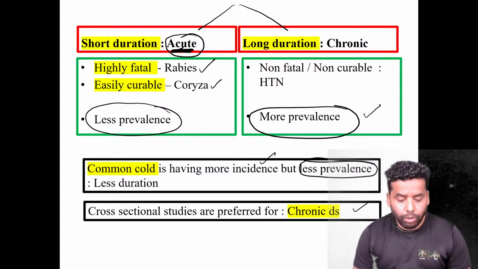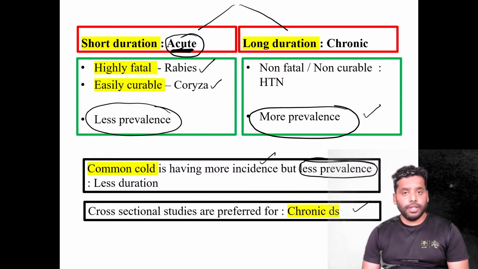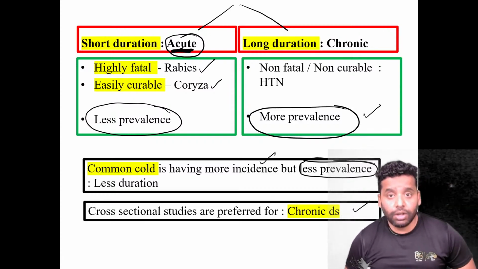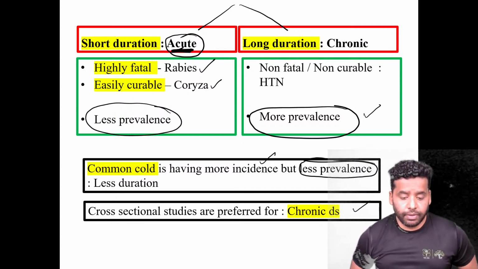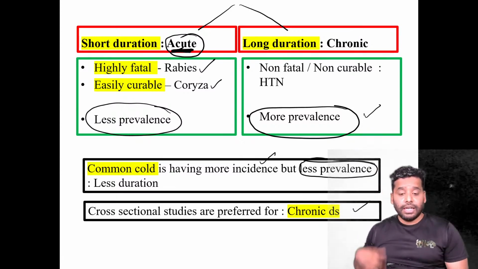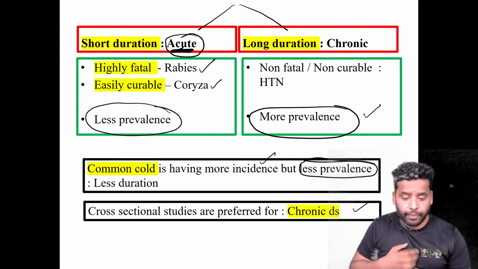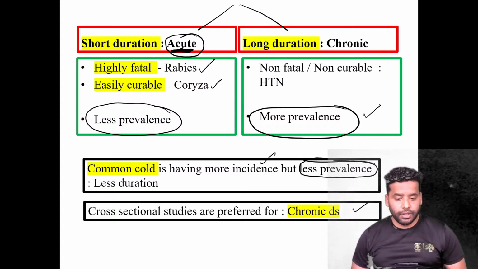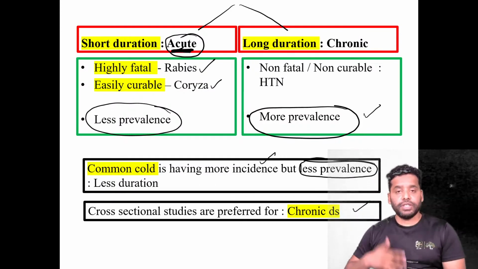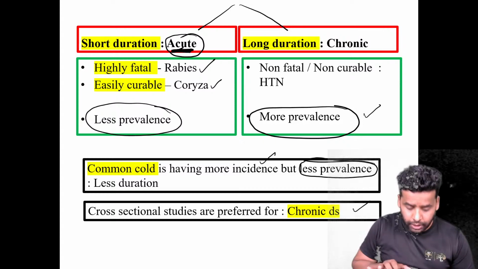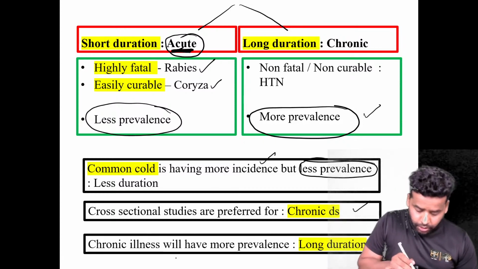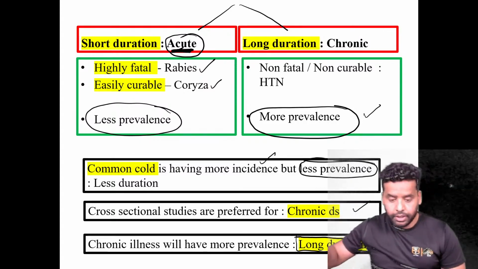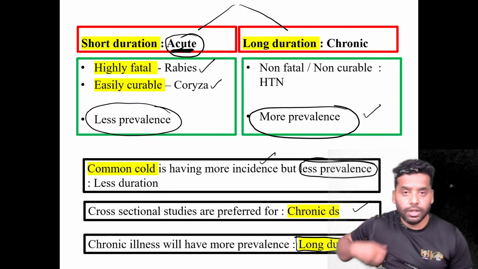That means chronic illness like diabetes, hypertension will be there. Do they have high incidence or long duration? What is the reason why they have more prevalence? Duration, very good. Once they come, it will stay with you. There is no cure, no death also. Write this word: chronic illness will have more prevalence because of long duration.